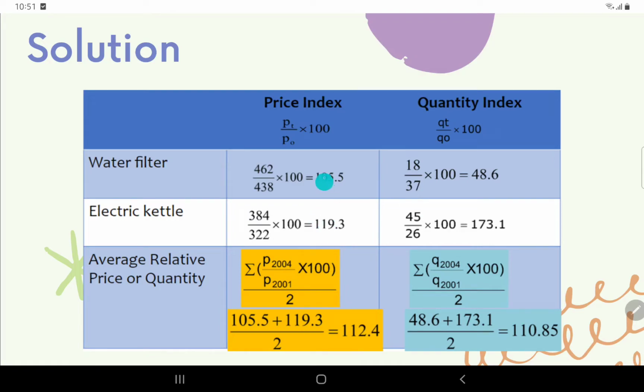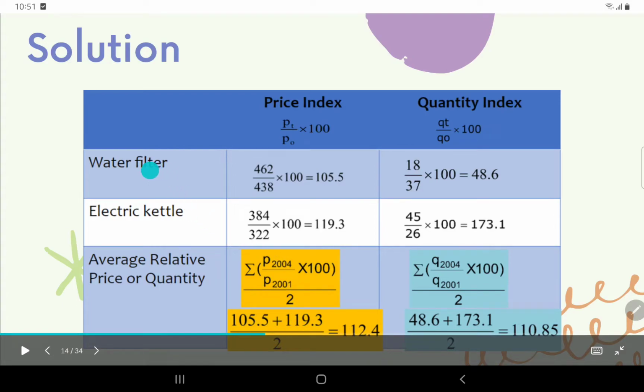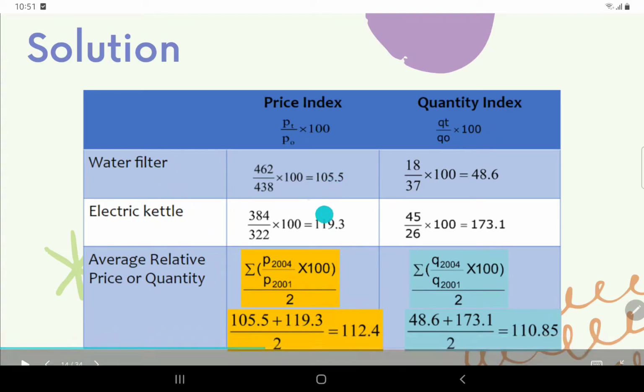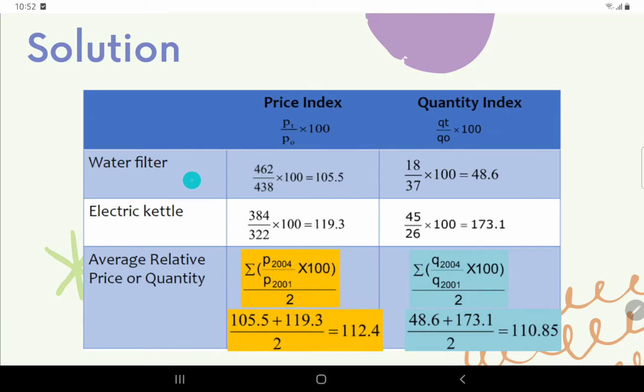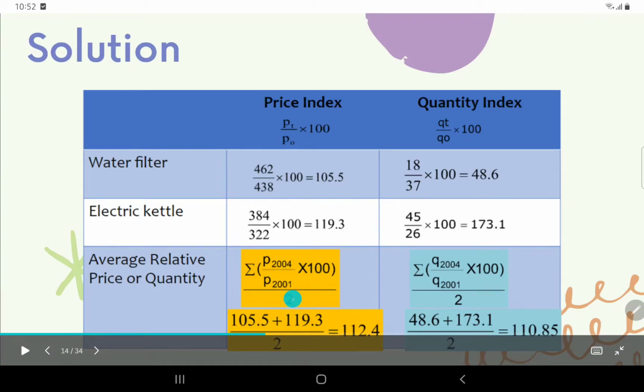So we need to total up our price index for water filter and electric kettle, okay, 105.5 plus 119.3. Okay, sum up. Kalau ada 3 items, kita sum up all 3 items lah. But in here we have 2 items, so kita sum up 2 items. Sorry, 2 here, our N is 2 because we have 2 items, bukan 2 tahun 2 item. Okay, divide by 2 because we have 2 items. So N is our number of item. So divide by N, so we got the answer.